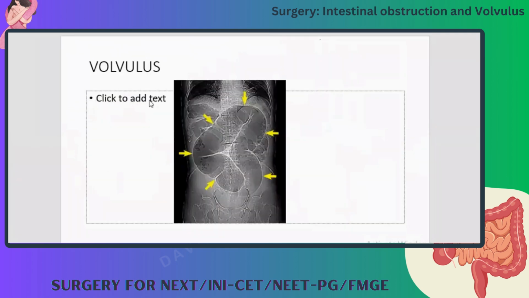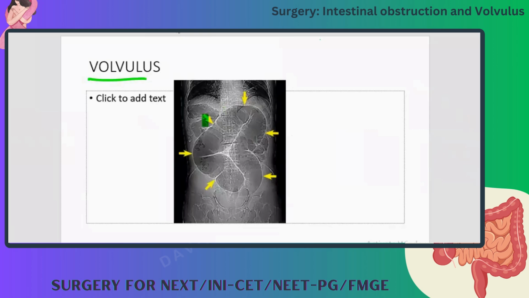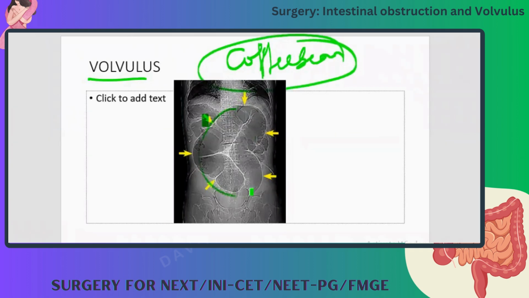And we'll close with this picture. What is this? It is written here, volvulus. But what is volvulus? Coffee bean appearance. Yes, rotation, coffee bean appearance. Okay, so this is the coffee bean appearance.